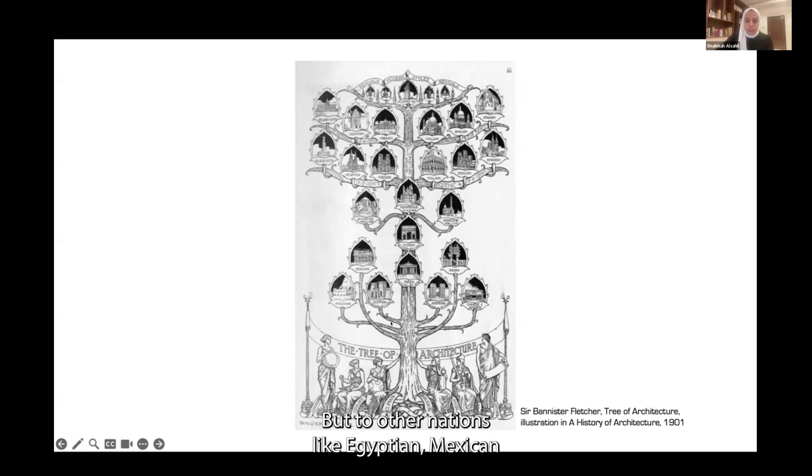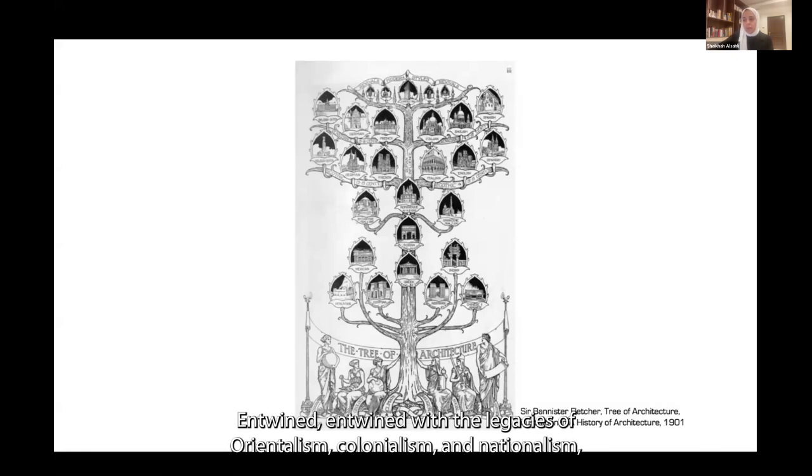But other nations, like Egyptian, Mexican, or Indian, were relegated to dead ends, demonstrating a biased view of architectural development. So writing about 19th and 20th century modern architecture in non-Western regions remains a challenging task entwined with the legacies of Orientalism, colonialism, and nationalism.